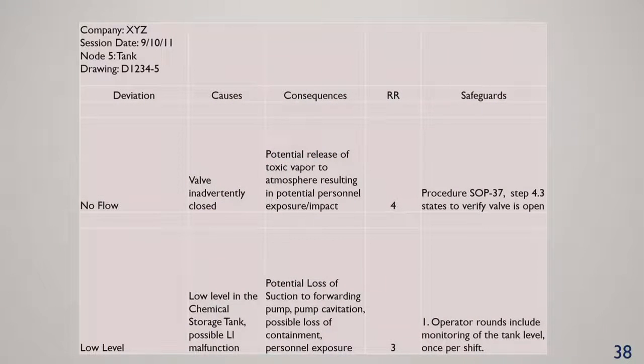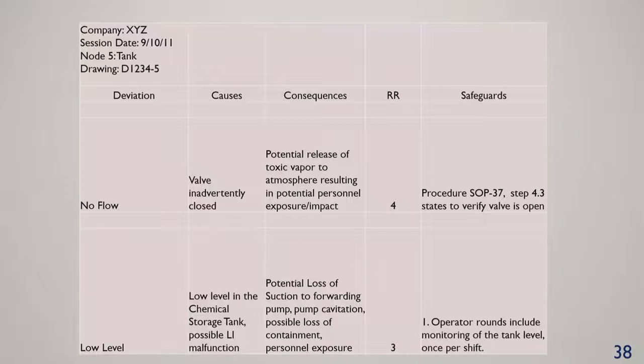This next example, we have, as a safeguard, a very specific procedure call-up, procedure SOP 37. Step 4.3 states to verify that the valve is open. So what do we think about this in terms of auditing? Again, I think everyone would agree with me, this would be something that would lead to a lot of different activities for us, especially calling out specifically this step 4.3. We would want to make sure that that step exists in the procedure, talk to the operators and see if that is the right step, make sure that that procedure is current and accurate.